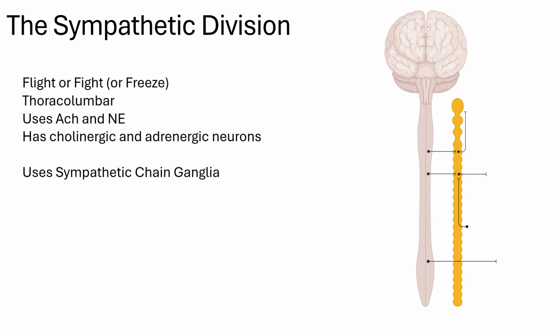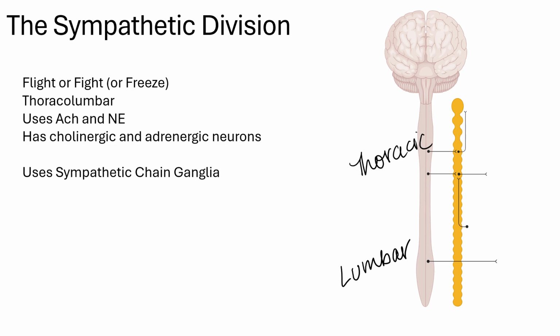All of the preganglionic fibers arise from the thoracic and the lumbar regions of your spinal cord. And this is what gives the sympathetic nervous system its alternate name as the thoracolumbar system.